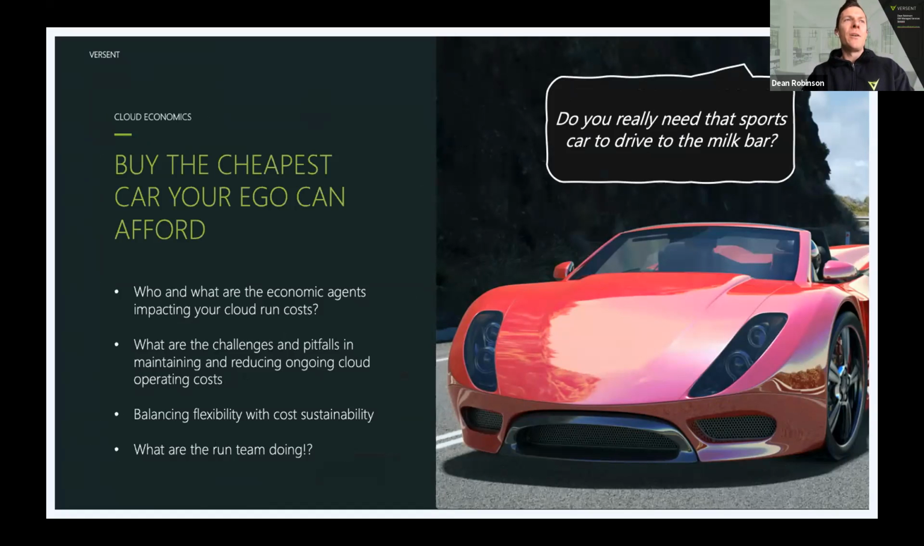So yeah, first and foremost, I'll dig into some of these points in a moment. But I think it's important to understand who and what are the economic agents impacting your cloud run costs. What are the challenges and pitfalls in maintaining and reducing ongoing cloud operating costs? And I think critically balancing flexibility with cost sustainability. You don't want to be a Scrooge. You want to be able to leverage AWS and its capability for what's there, and really drive your business forward, but at the same time maintaining that cost sustainability.